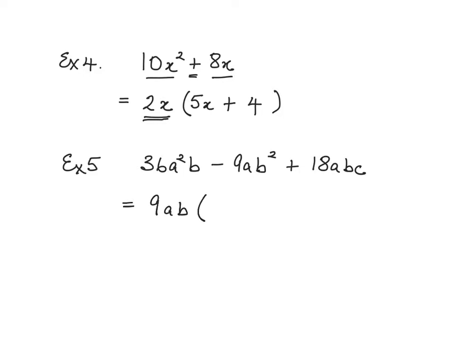What do I multiply 9 by to get 36? I multiply by 4. What do I multiply ab by to get a squared b? Well, I'll multiply by an a. 9 times what gives me minus 9? Minus 1. ab times what gives me ab squared? I'm going to multiply by b. 9 times what gives me plus 18? Plus 2. What do I multiply ab by to get abc? I multiply by c. And there's the problem finished.